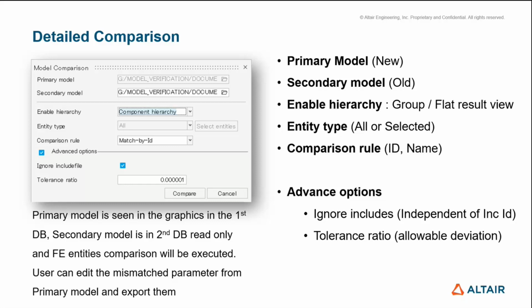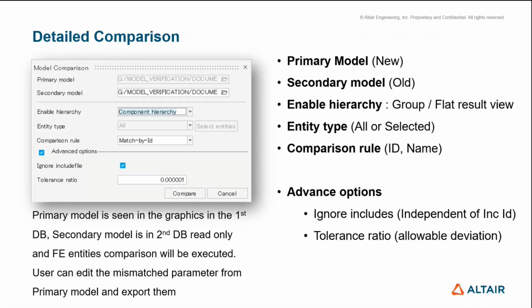The next one is advanced options. We have Ignore Include. If we compare the entities and you turn on this flag, then we will not consider whether the include ID has changed for that particular entity. If you're working on bigger master and include files, then you can decide to turn this function on or off.